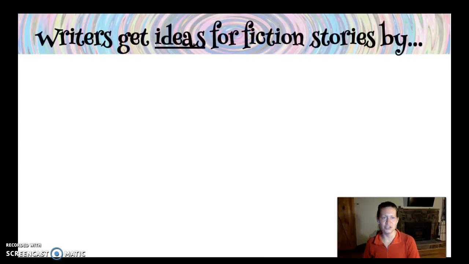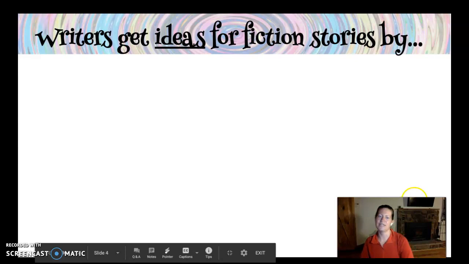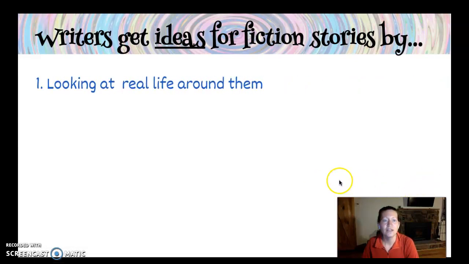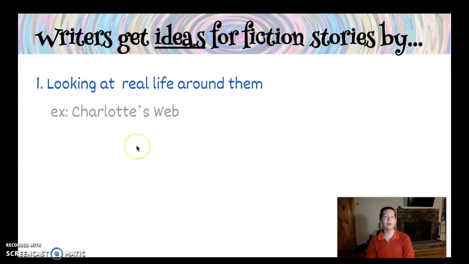So here's what I want to teach you today. Writers get ideas for fiction stories by doing a couple of different things. One, they look at real life around them. So you guys, my example for this is Charlotte's Web. All right, that's a book and a movie now that is very famous, and the author of Charlotte's Web actually got the idea to write it by sitting in a barn, looking around.